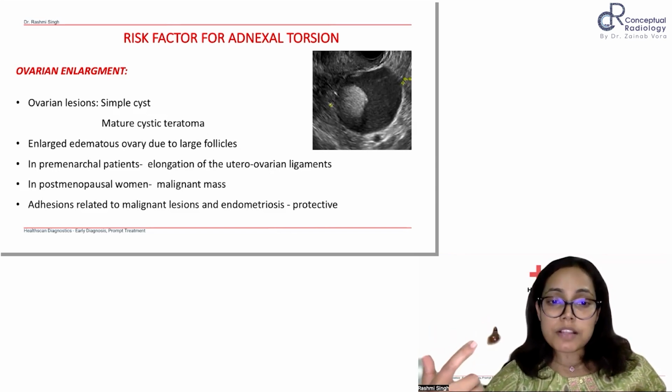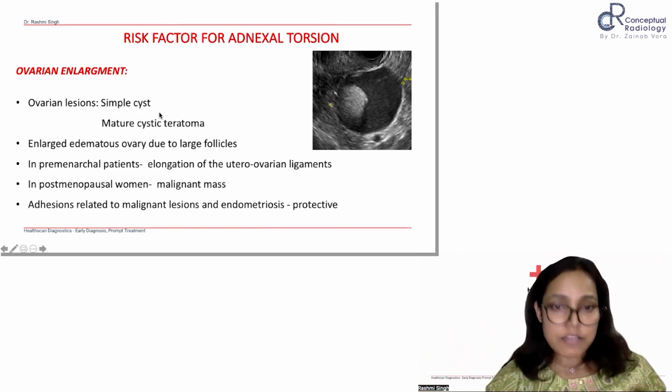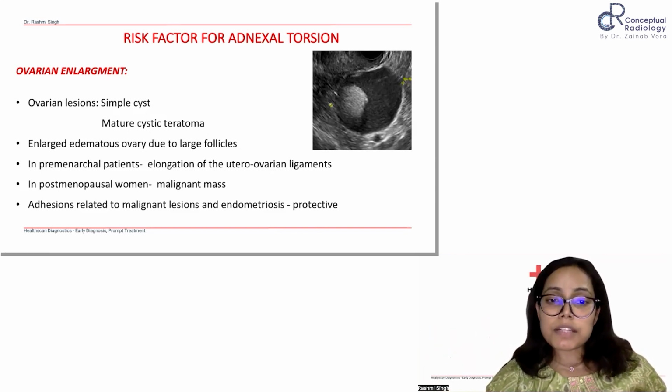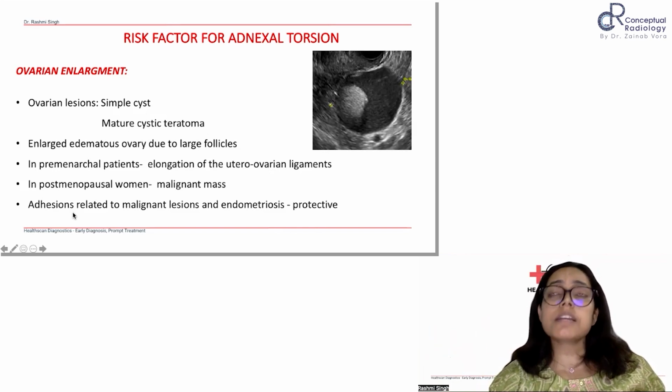In postmenopausal women, we less often encounter the common benign things that we see in the reproductive age group. In postmenopausal women, it is the malignant masses which act as a lead point for the twisting. What is also very important to know is adhesions, because endometriosis, we know, is a disorder of adhesion.